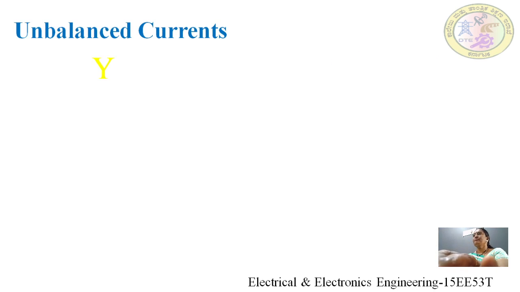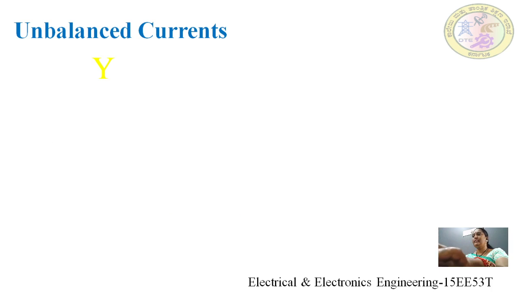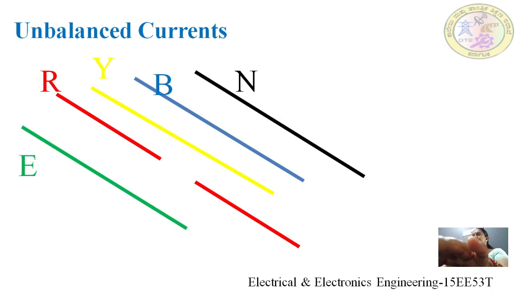Next, we will see unbalanced current. Let us see what are all the conditions under which there is an unbalanced current. Unbalanced current is going to occur when there is an open in any one of the phases. That is shown in the figure. In this figure, R phase is open. That is, this is at a zero current. Because of that, one phase is at zero current, and the remaining phases are at other current levels. This causes unbalanced currents.